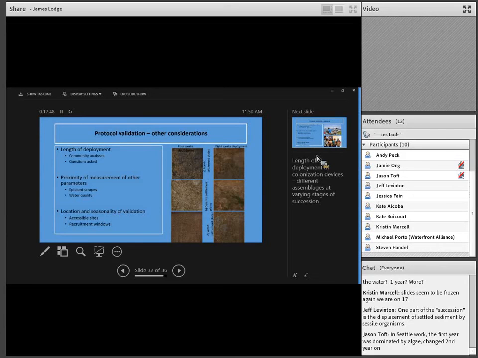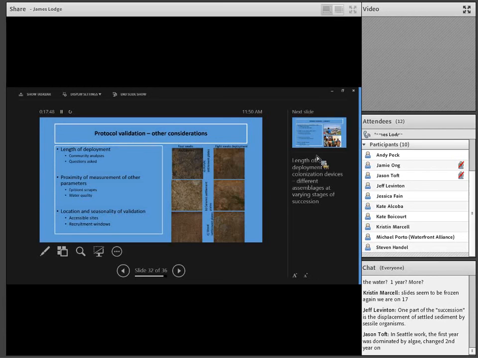The materials are easy to find and they're pretty cheap. It's suitable for non-specialists. You don't have to get in the water. You don't have to have boats. You don't have to have any of that expensive equipment. And we're really working hard to make these protocols as straightforward and as easy to use as possible for multiple users across the region, including school groups and citizen scientists.